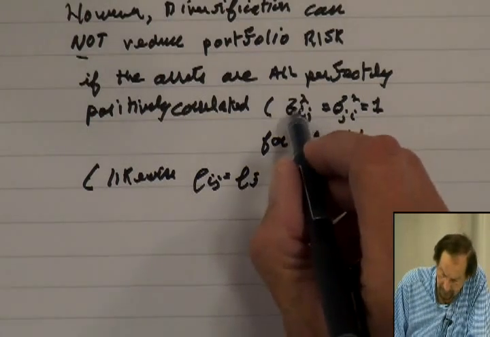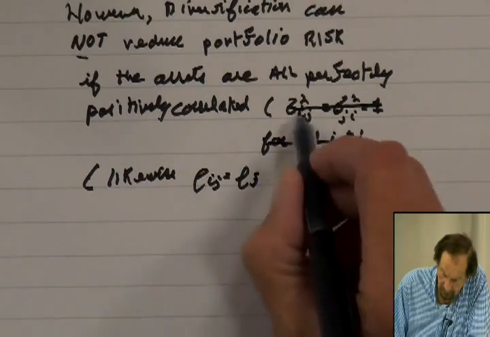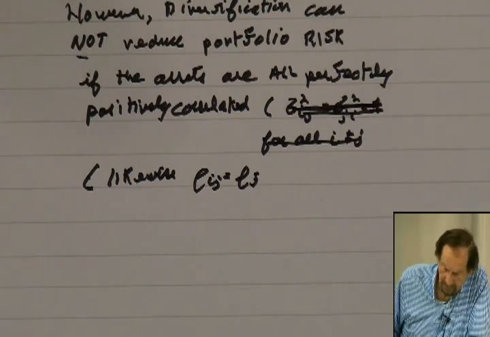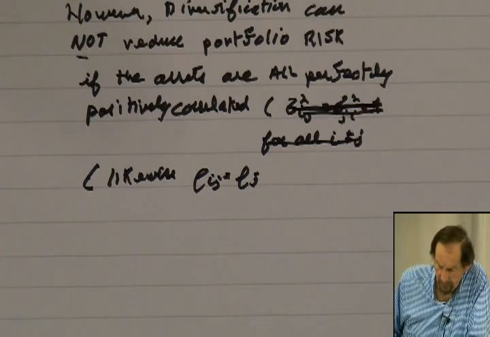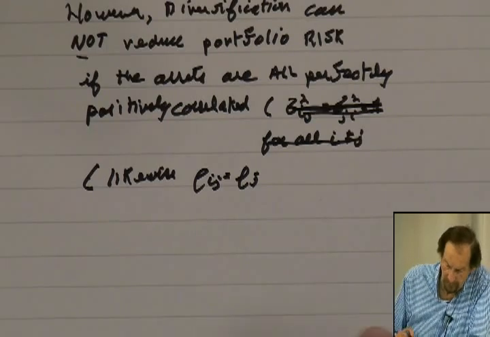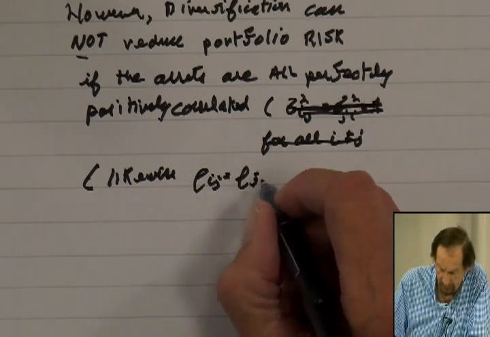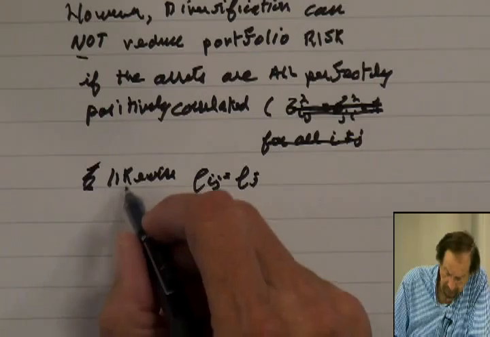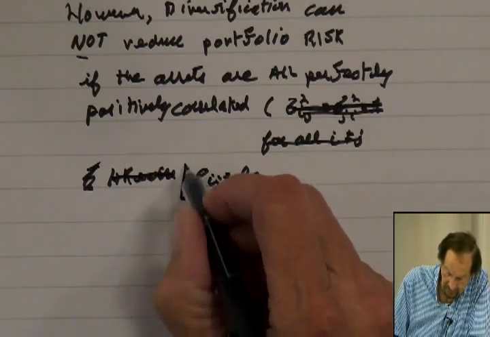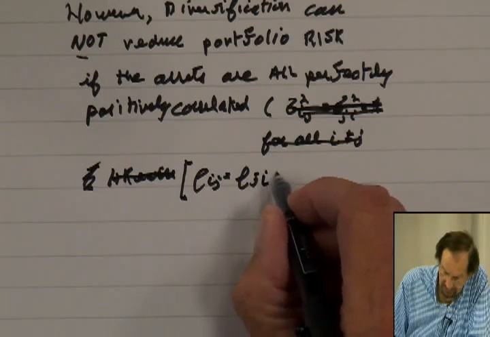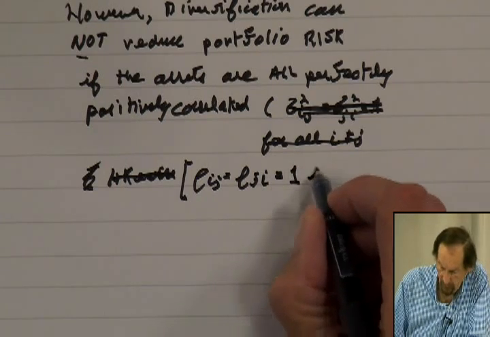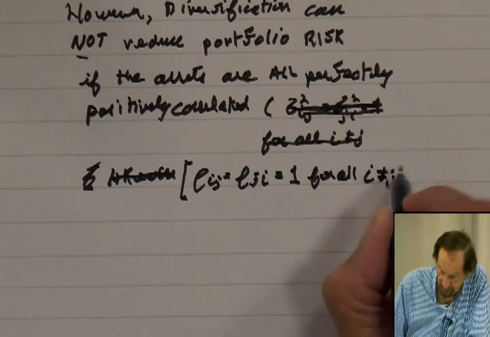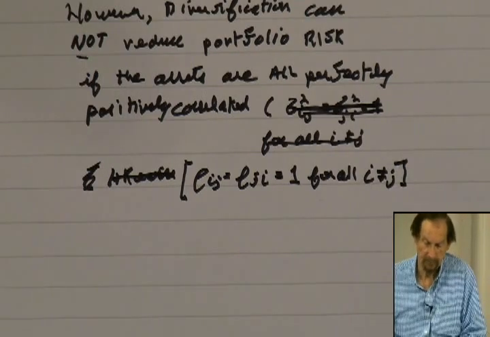No, we don't need this. This is wrong, I'm sorry, because it's sigma. The covariance doesn't have to equal 1. It has some number. So let's take that off. Sigma ij equals sigma ji for all i not equal to j. Okay.